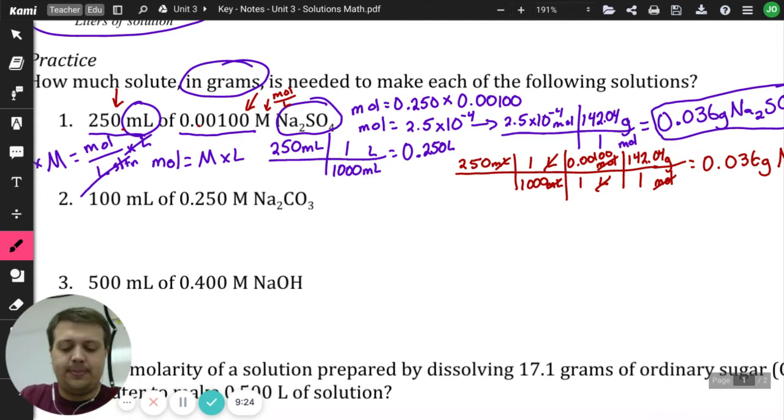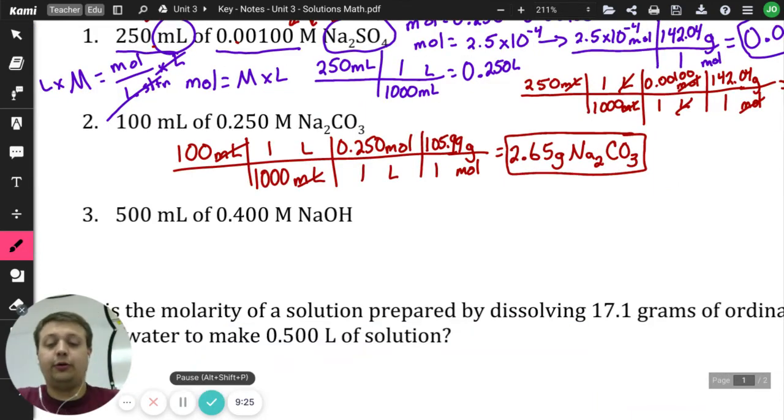All right, so hopefully you paused your video, but here is the work that we would have done. First off, we converted 100 milliliters into liters. Then we went from liters into moles, and then we went from moles into grams. And when we plugged all our numbers into the calculator, we should have ended up with 2.65 grams of Na2CO3.